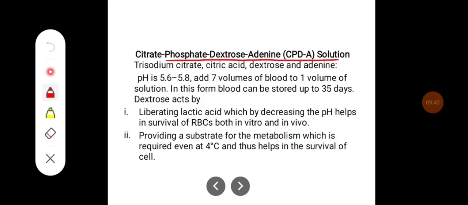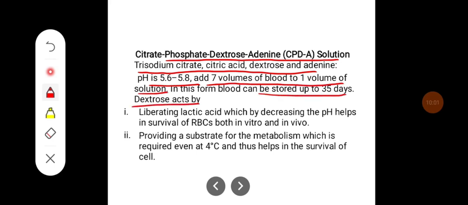Citrate phosphate dextrose adenine, that is CPDA solution, where you have sodium citrate, citric acid, dextrose, and adenine. The pH is between 5.6 to 5.8. You have to add 7 volumes of blood to 1 volume of solution. This form of blood can be stored up to 35 days.